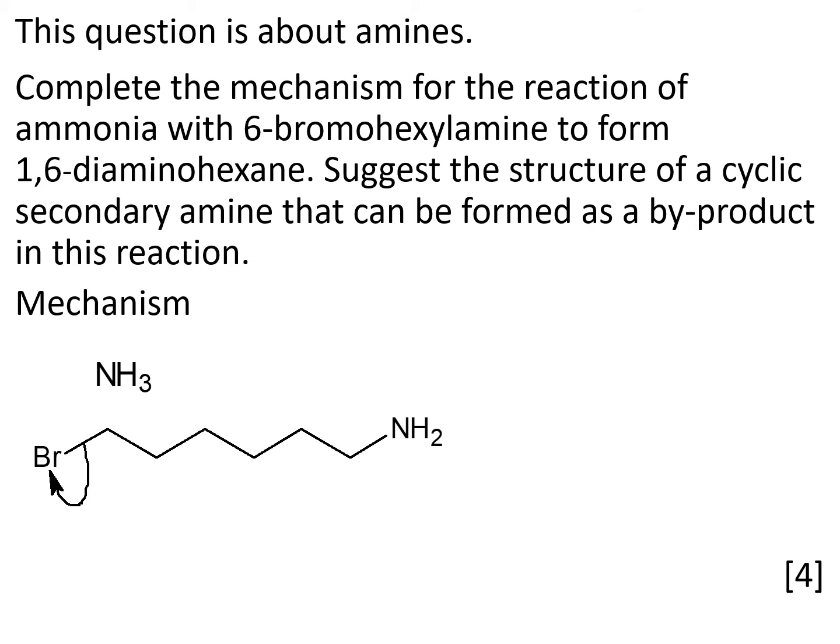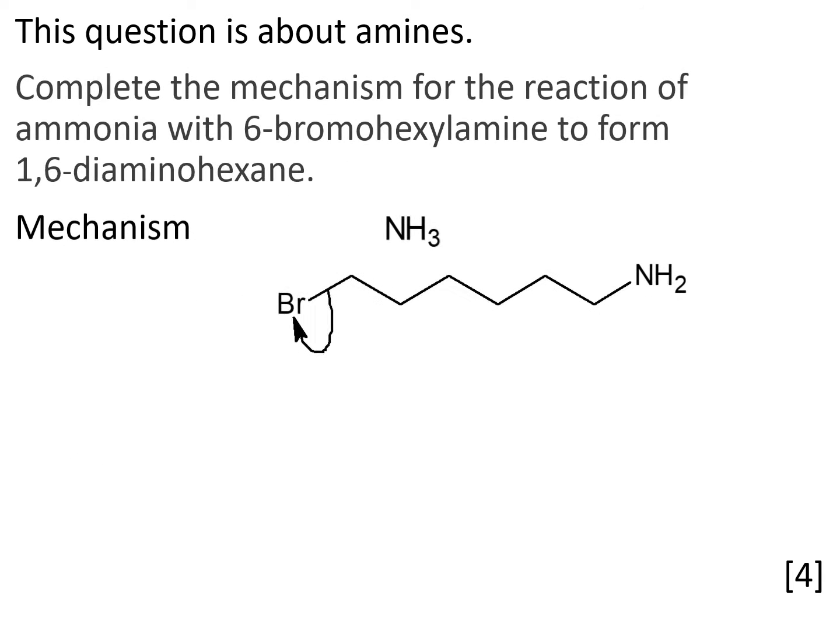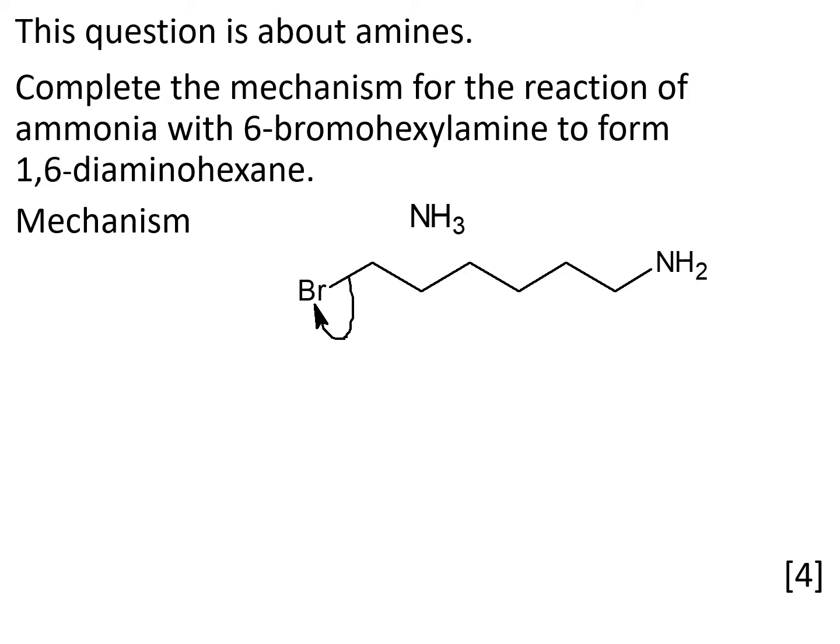Welcome back. So we're going to have a mechanism, and it's given us the mechanism in skeletal formulae. So you're going to need to know curly arrow notation. Curly arrow represents the movement of a pair of electrons. It's always associated with bonds breaking or bonds forming. So we've got a little bit more space now.